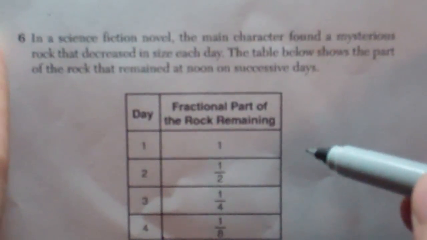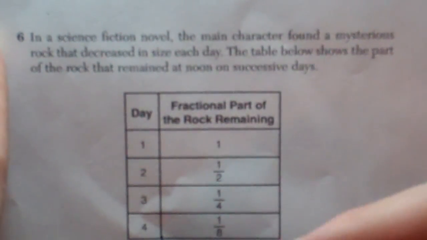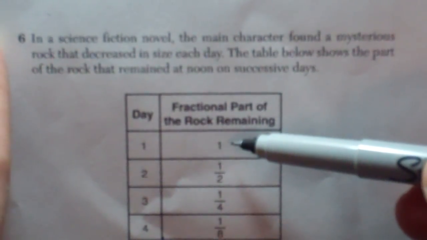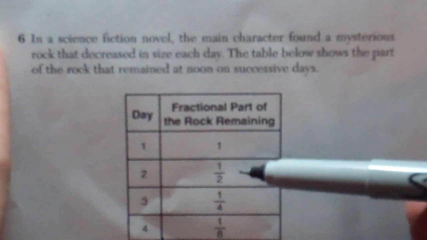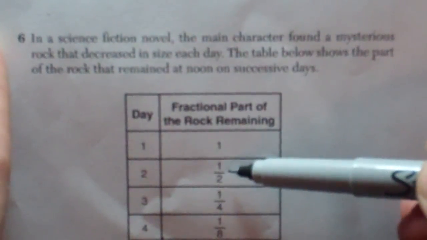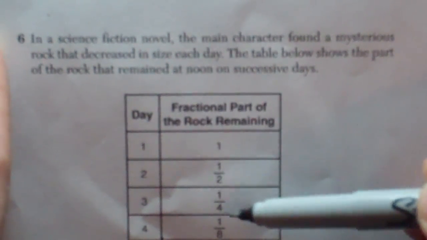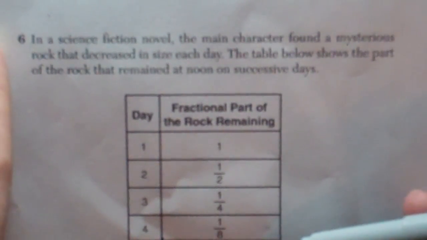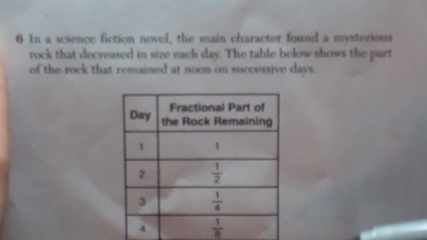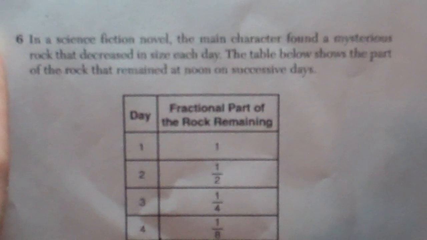So I think the best way to deal with this problem is to just try to continue the pattern that we noticed there. If you look at the pattern, every day it's being halved, right? So it goes from 1 to 1/2. If you half 1/2, you end up with 1/4. If you multiply 1/4 by 1/2, you end up with 1/8. So if we continue that pattern, we should be able to get the amount of the rock that's left on subsequent days.